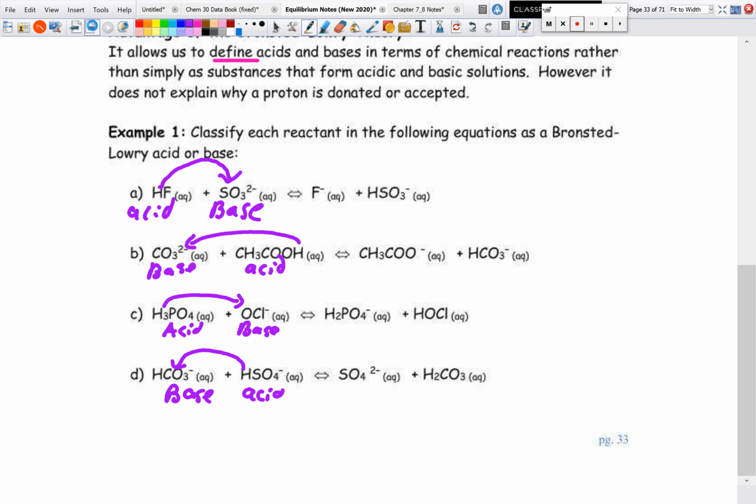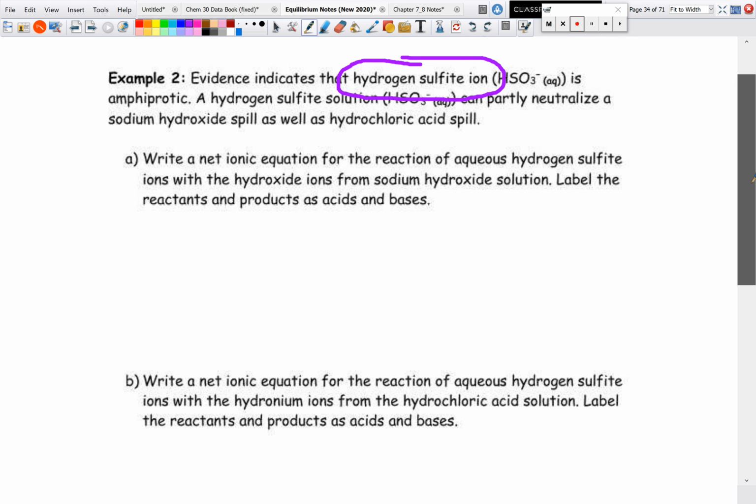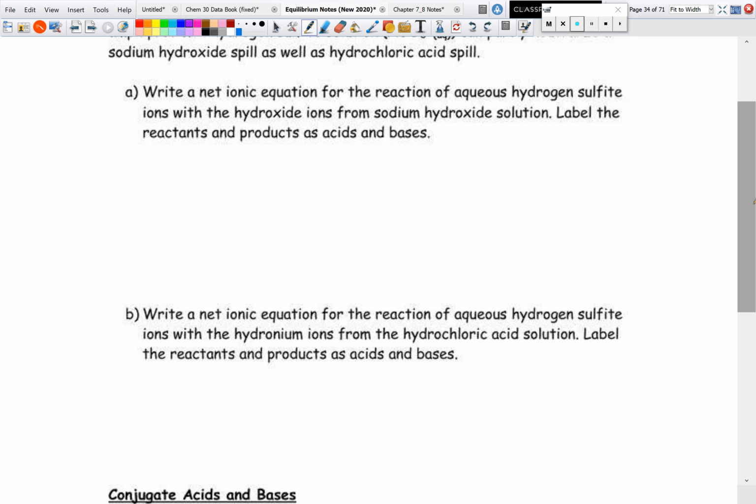Now, for example 2, we're going through the amphoteric species of the hydrogen sulfite ion, and it says right here it is amphoteric, or amphiprotic. The hydrogen sulfite solution can partially neutralize sodium hydroxide spills, or it can also neutralize hydrochloric acid spills. Parts A and B here are just writing out the reactions: the net ionic reaction of the aqueous hydrogen sulfite ion with the hydroxide ions from sodium hydroxide, and the reaction of the hydrogen sulfite ions reacting with the hydronium ions for this one right here. Basically, you're just showing the neutralization reactions.